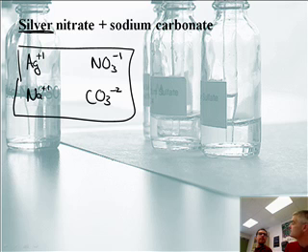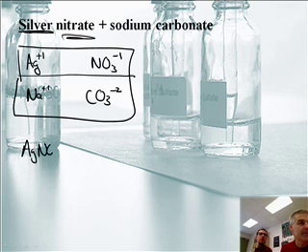Now, in this case, we've got to build the left and the right side. So we're going to have to put the silver with the nitrate. That's going to put the top together, and the charges add up. That'll be AgNO3. We'll go back and look at the states at the end.